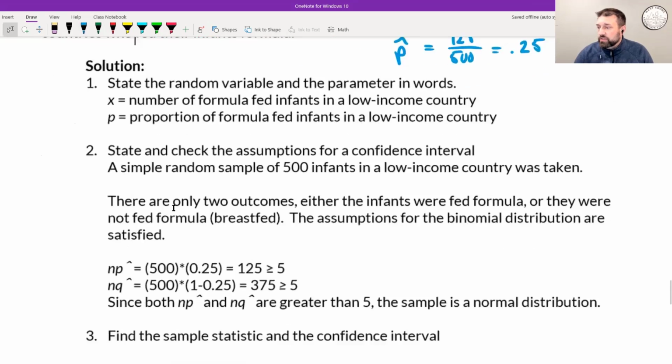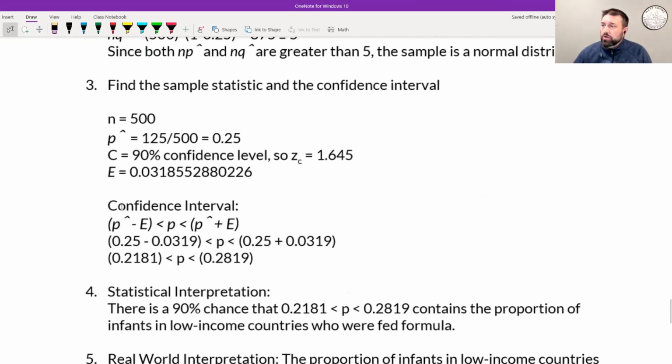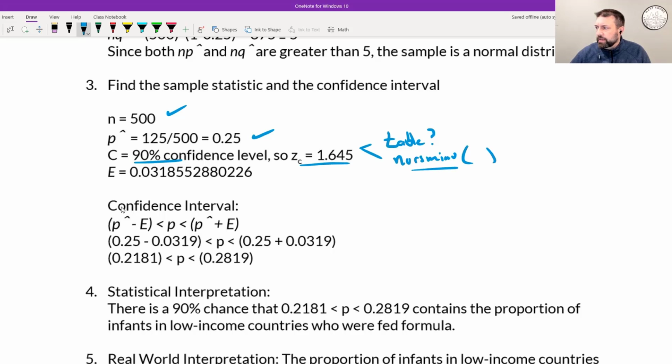So here we go. n is equal to this, p hat is equal to this, which is what we just calculated. The confidence level is 90%, so our z-score is 1.645. You could look this up in a table, but we're not going to. We're going to use a Google Sheet formula, NORM.S.INV, to look this up.